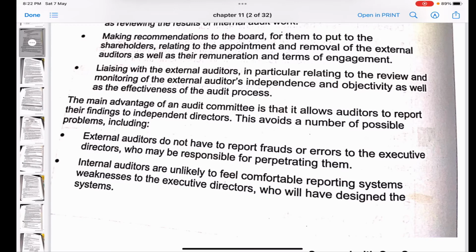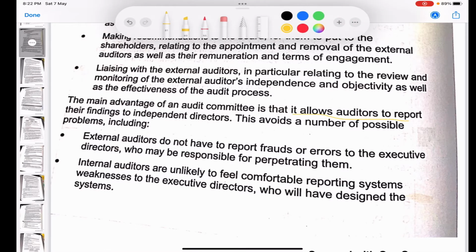So, what are the main advantages of an audit committee? The main advantages of an audit committee are that it allows the auditors to report their findings to independent directors only. So, this avoids a number of problems. First, the external auditors do not have to report frauds or errors to the executive directors who may be responsible for perpetuating them.